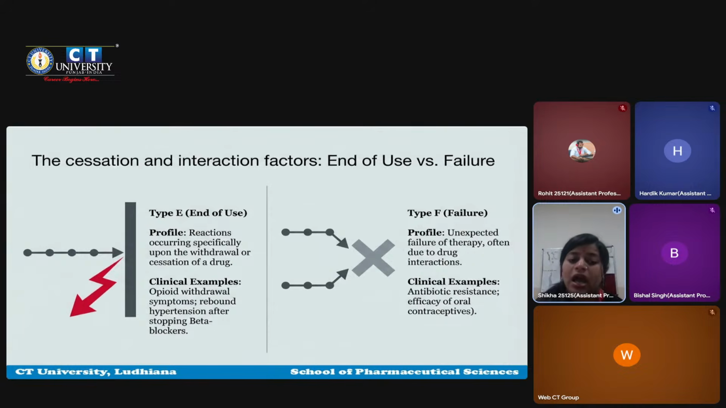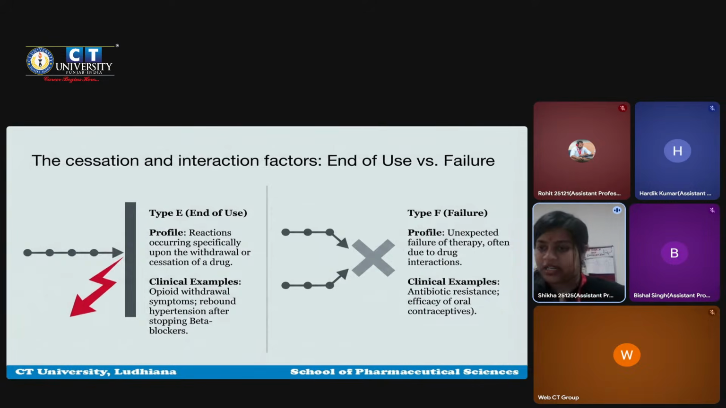Next is rebound hypertension after stopping beta blockers. Beta blockers are used for the treatment of hypertension. If you suddenly stop that medication, there are chances you can get the problem again.